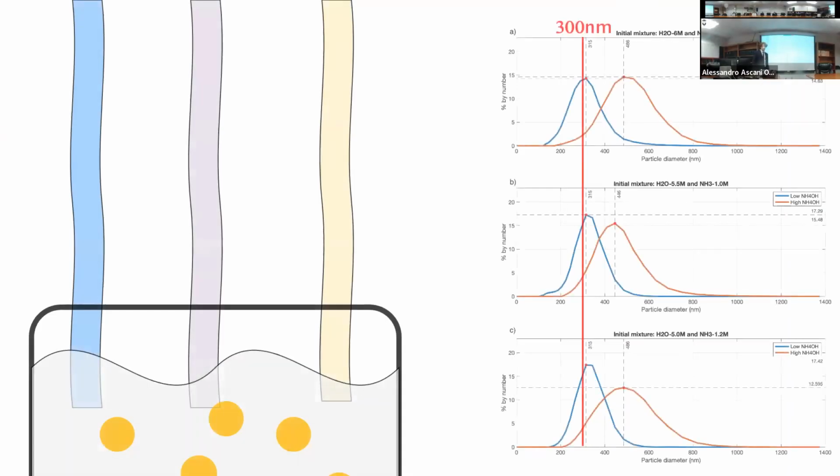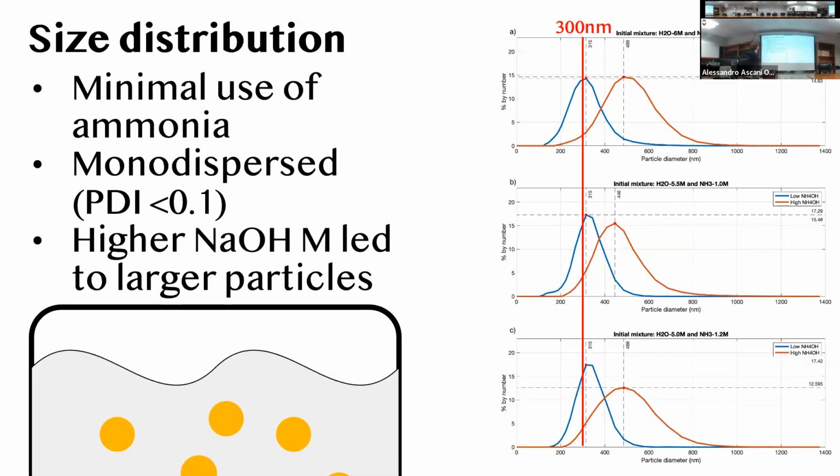Going a little more in depth into the data, we ran some size distribution analysis, and looking at those three graphs, these are 3 points that were taken from the earlier Stober graph, and they're varying in concentration of water and ammonia for the same concentration of TEOS. And if you look at the x-axis, that's the particle diameter, while the y-axis is the percentage of particles by number. And as you can tell, looking at the blue line, we have particles that are all in the range of 300 nanometers as the median.